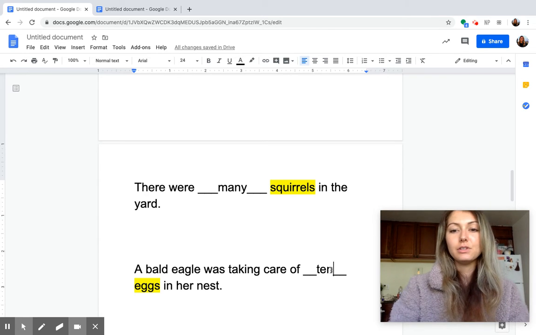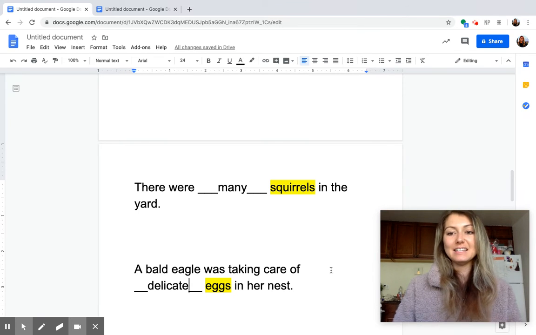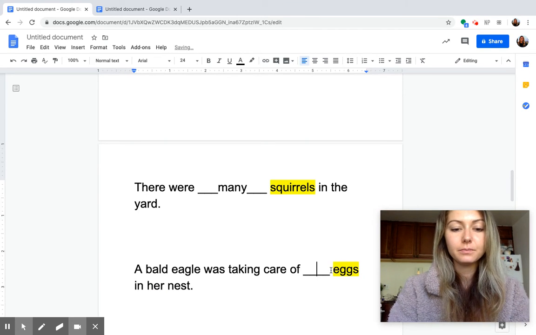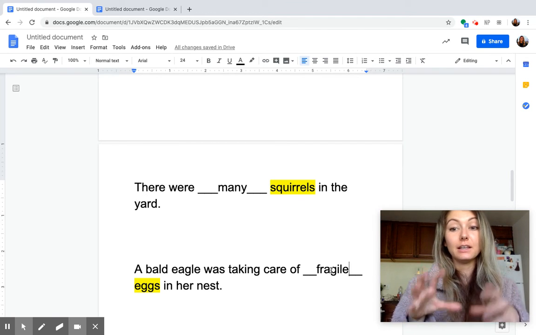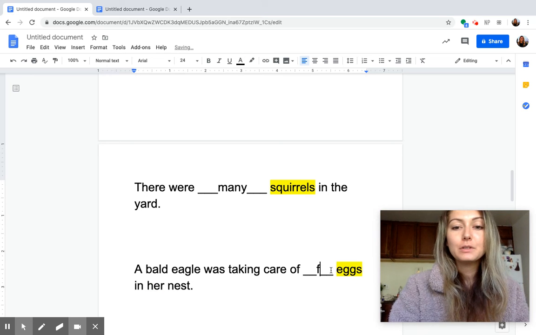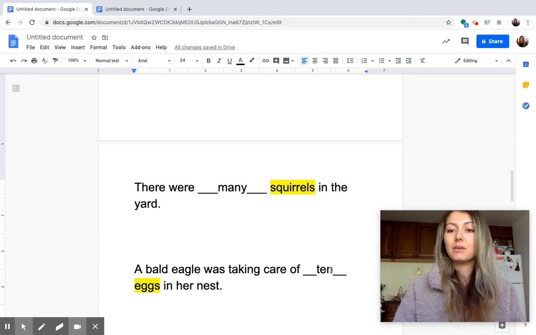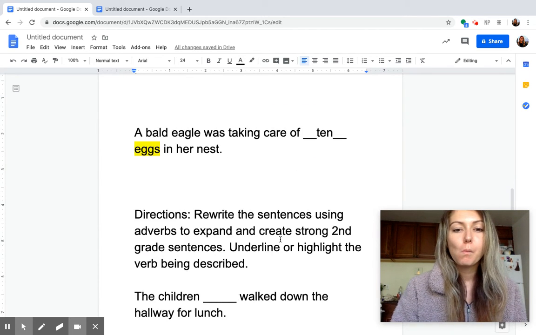Now, you don't have to use a number here. You could have said something like delicate. That means easy to break, or fragile. Fragile eggs in her nest. She's taking care of them. She doesn't want anything to happen to them. Maybe they're fragile. So you can go ahead and fill in that sentence with whatever adjective you want to use to describe eggs. And we're going to move on now to adverbs.